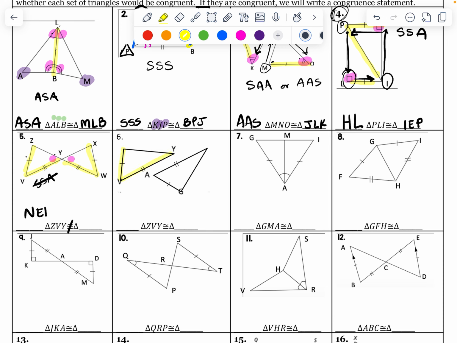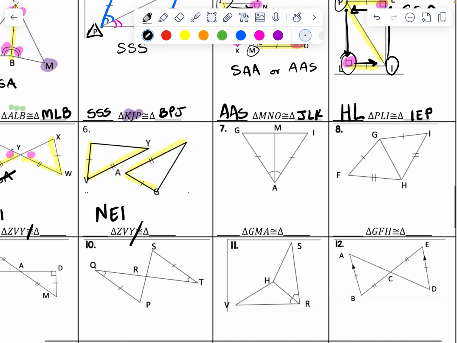Side, side, side, side. They didn't give me any angles. Y'all, not enough information. No, not enough information. I got a bunch of those going all of a sudden. Alrighty.